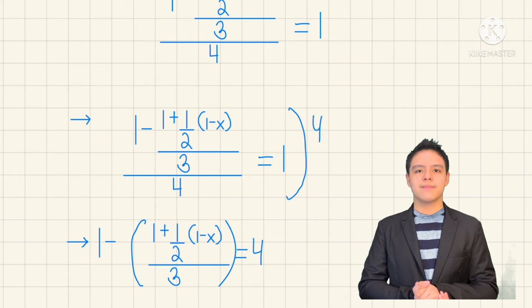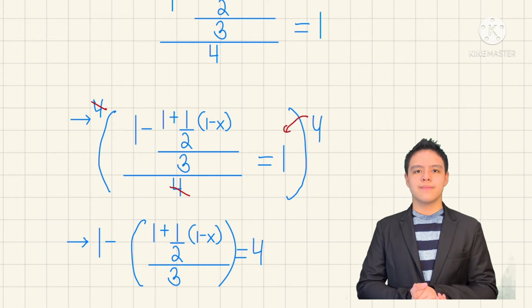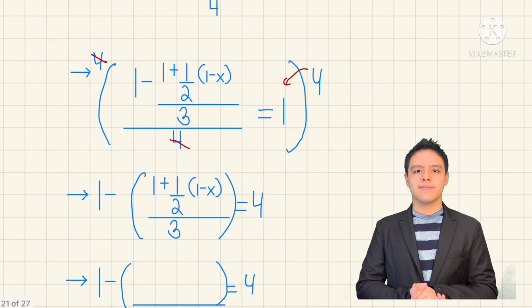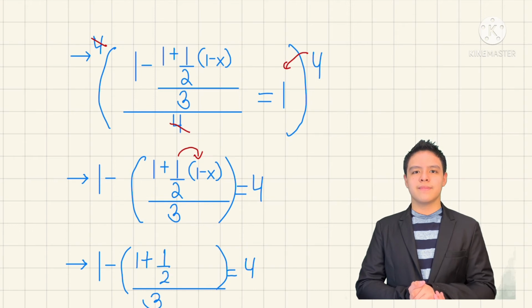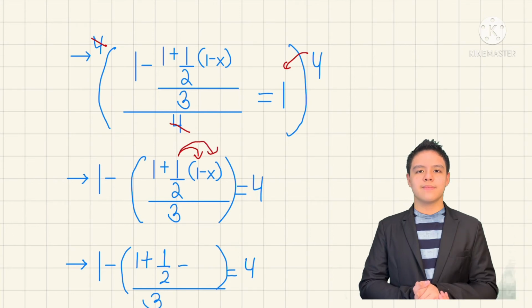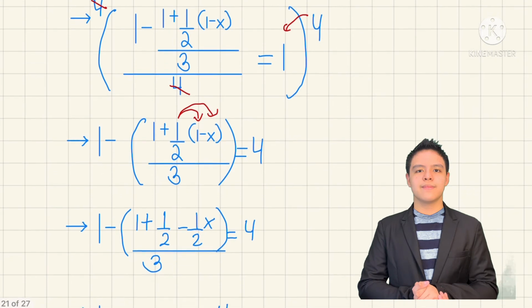This is what you call a complex fraction. We can start by multiplying 4 to both sides. Cancel both 4's and multiply 4 to 1 and we will get 4. And now, distribute 1/2 to 1 and we will get 1/2. And 1/2 times negative x is negative 1/2 x. Add 1 to 1/2 and we'll get 3 over 2.